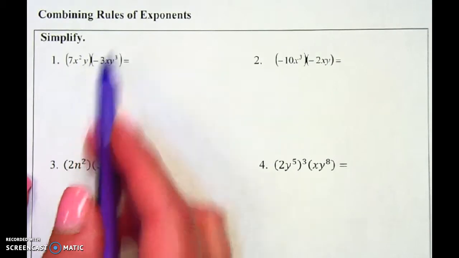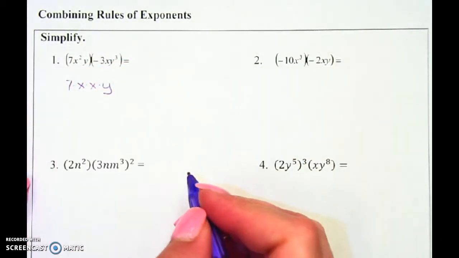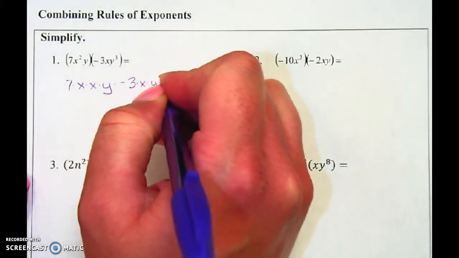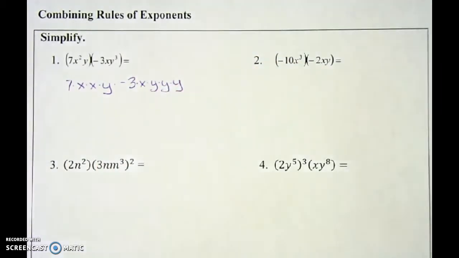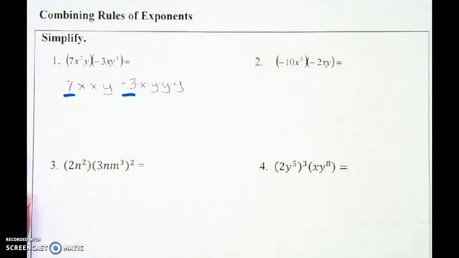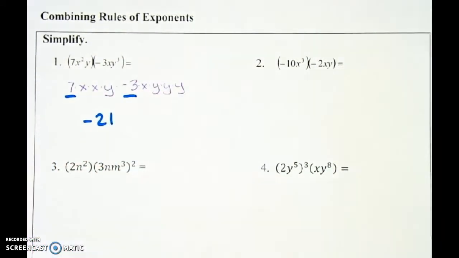So 7x squared y would mean 7 times x times y. And then we're also timesing that by negative 3 times x times y to the third power. So that's y times y times y. Okay, so the first thing I need to do is simply multiply my coefficients. So my numbers out in front do not have an exponent with them, so I can just do 7 times negative 3 is negative 21.